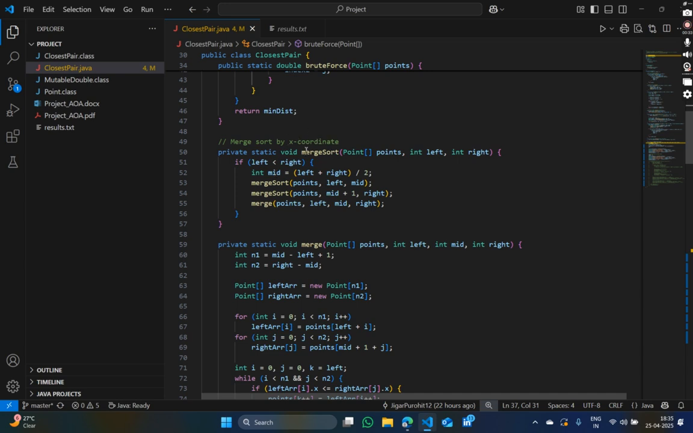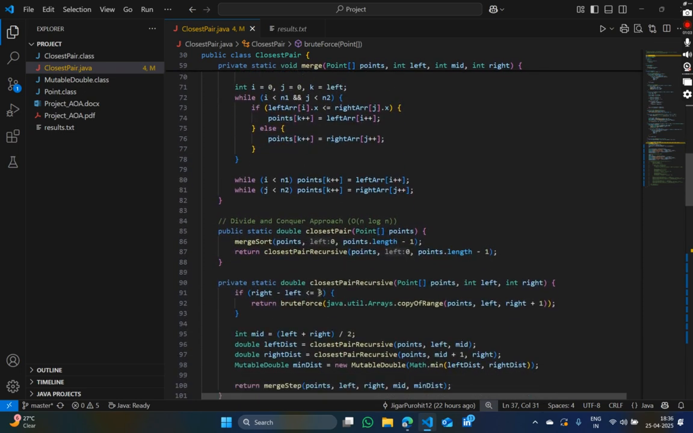Then here there are two different functions, one is merge sort and the other is merge. To prepare for the divide and conquer method, I created a custom merge sort algorithm. This sorts the array of points based on their x coordinates. The merge function combines two sorted halves into a single sorted array. Sorting is crucial because it allows the divide and conquer step to operate efficiently and achieves a much better overall complexity, O(n log n).